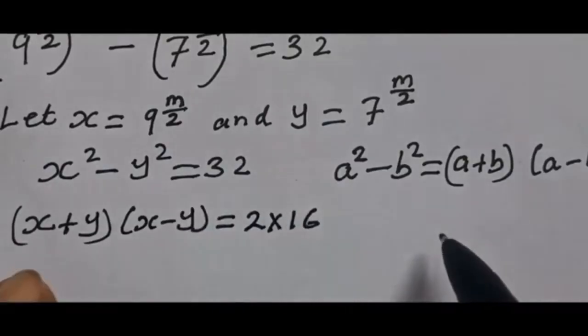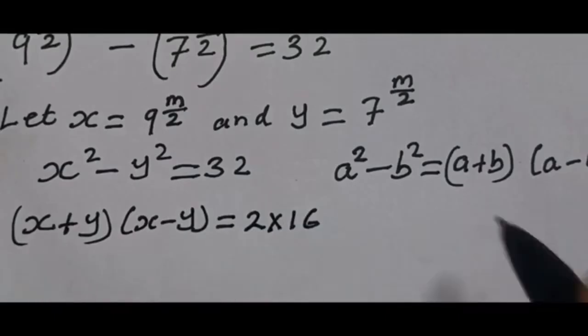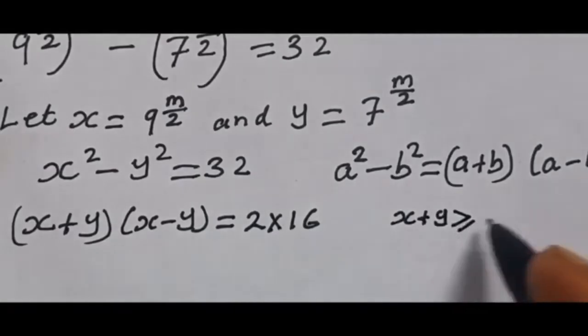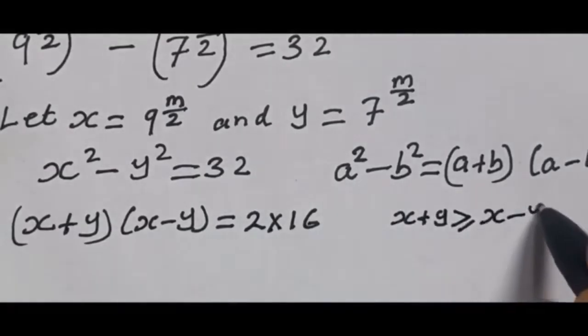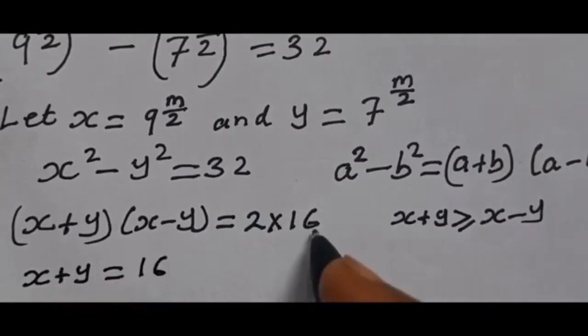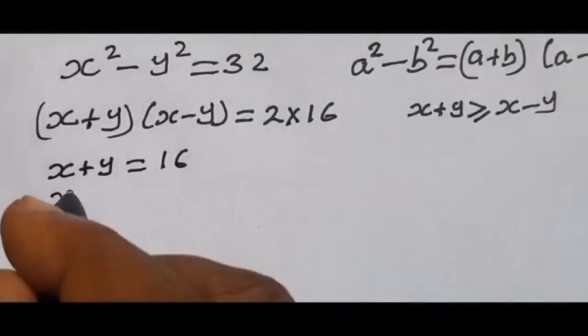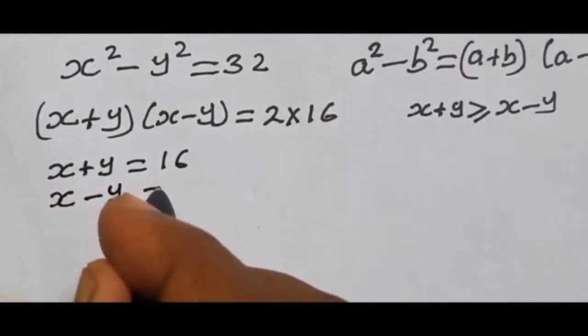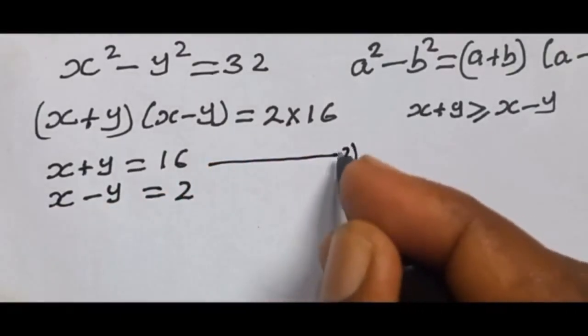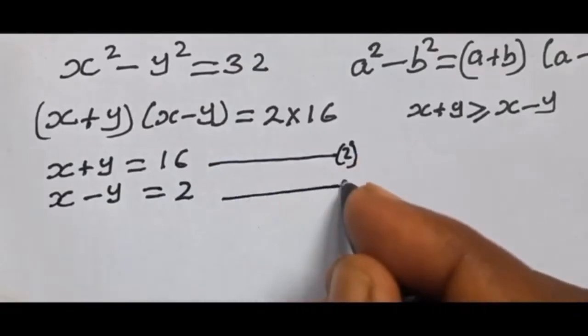As you know, in this case here, x plus y should be greater or equal to x minus y. So we have x plus y equals 16, because 16 is greater than 2. And x minus y equals 2. This is equation number 1. And this is equation number 2.